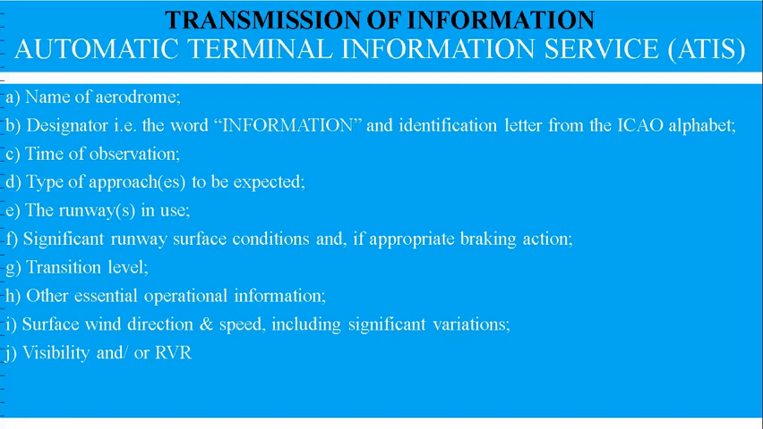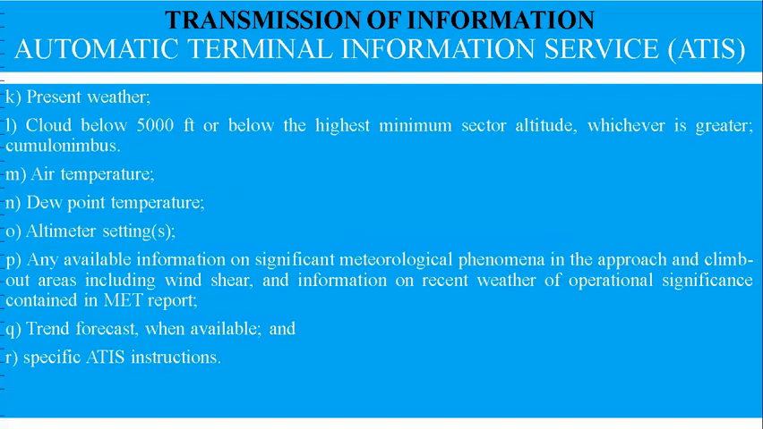Thereafter, it will further include present weather, thereafter cloud below 5000 feet or cloud below the highest minimum sector altitude, whichever is greater, and if it is cumulonimbus, it has to be reported. Thereafter, it will include air temperature, dew point, altimeter setting, any available information on significant meteorological phenomena which has been observed in the approach and climb out areas, including wind shear, and information on recent weather of operational significance which are contained in the MET report.